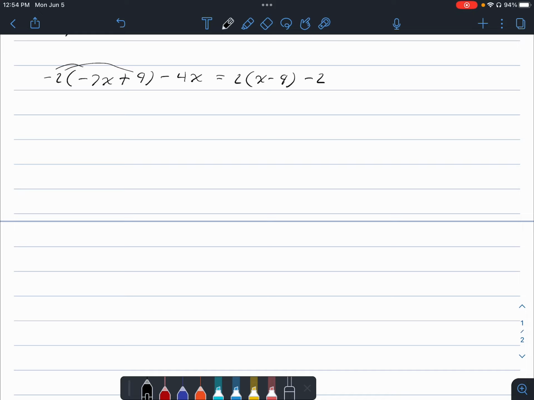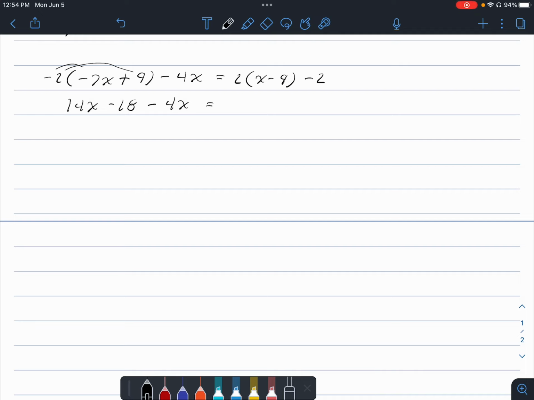So we'll have negative 2 times negative 7x. That's going to give us positive 14x. And then we'll have negative 2 times a positive 9. So this will give us a negative 18. So negative 2 times negative 7x plus 9 in parentheses simplifies to 14x minus 18. And then we have minus 4x here.